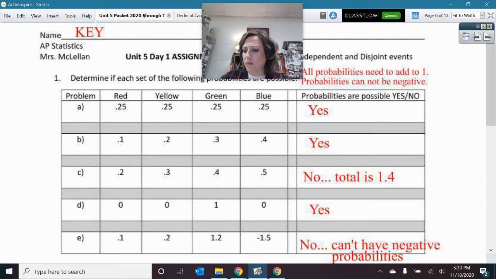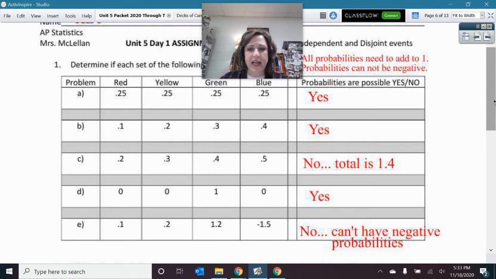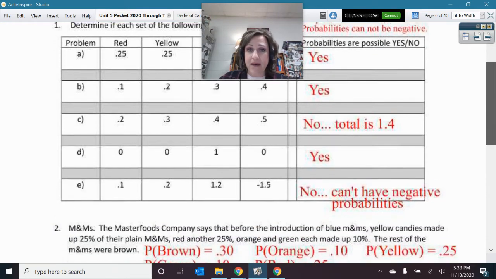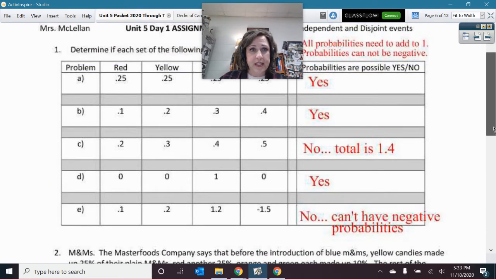All right, number one was all about do these probabilities add to 100%? And you cannot have negative probabilities. So the first one was fine, the second one was fine, the third one was not okay because those probabilities add to 140% of data, not 100%. D is fine. Yeah, that's 100% of data. E is no good because you can't have negative probabilities. There's not a negative probability of having a blue, whatever this is.